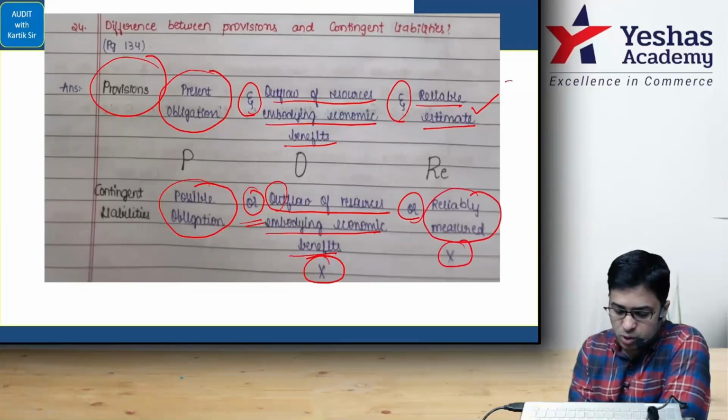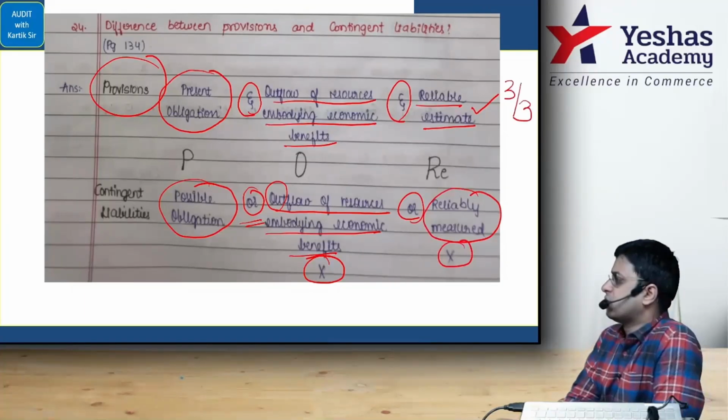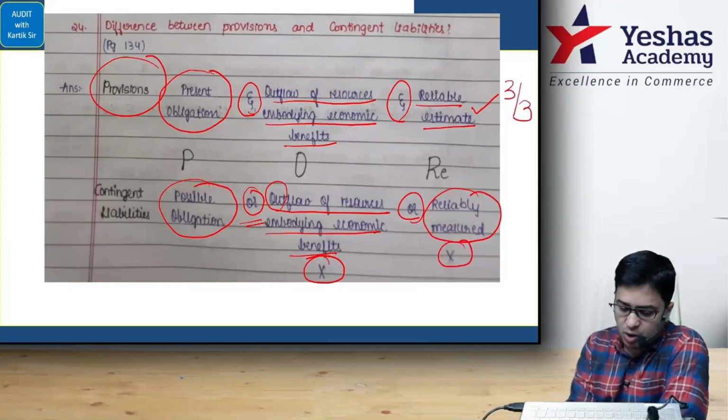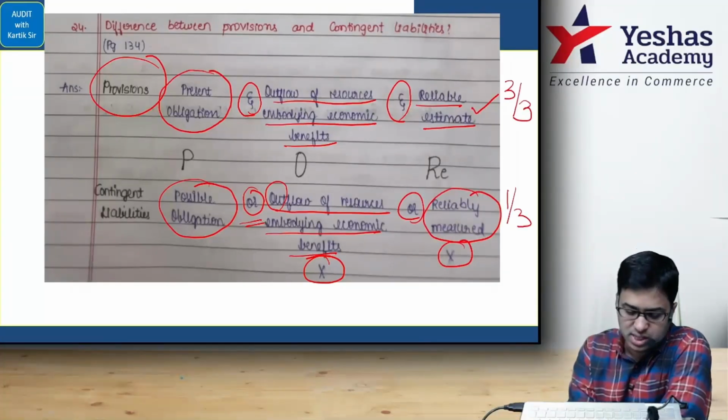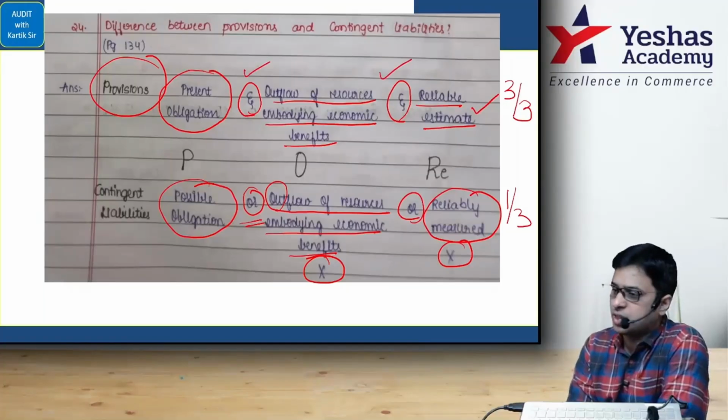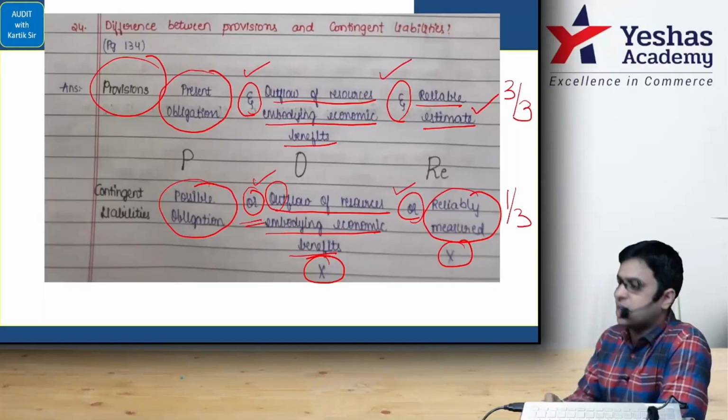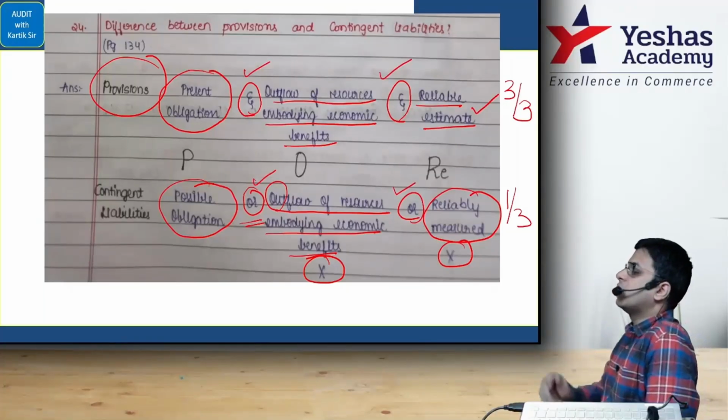For it to be a provision, all 3 out of 3 conditions should be satisfied. And for a contingent liability, only 1 out of these 3 conditions needs to be satisfied. You can see this is "and", so 3 out of 3. This is "or", so you understand 1 out of 3 conditions should be satisfied. Then you classify it as that.